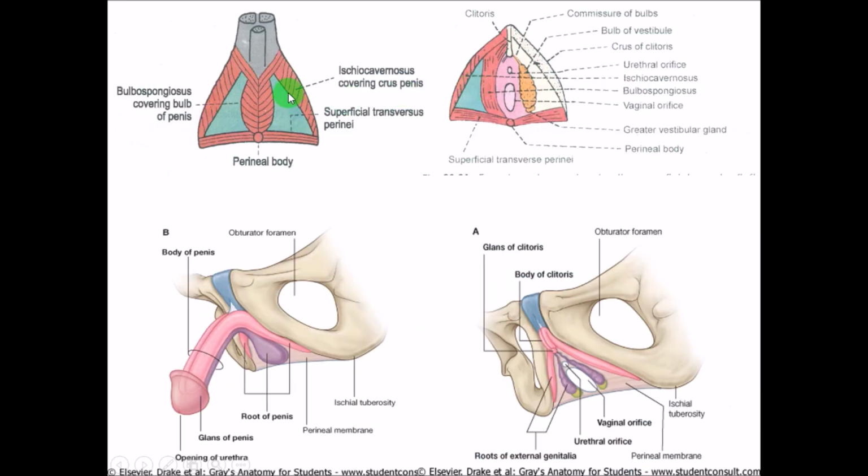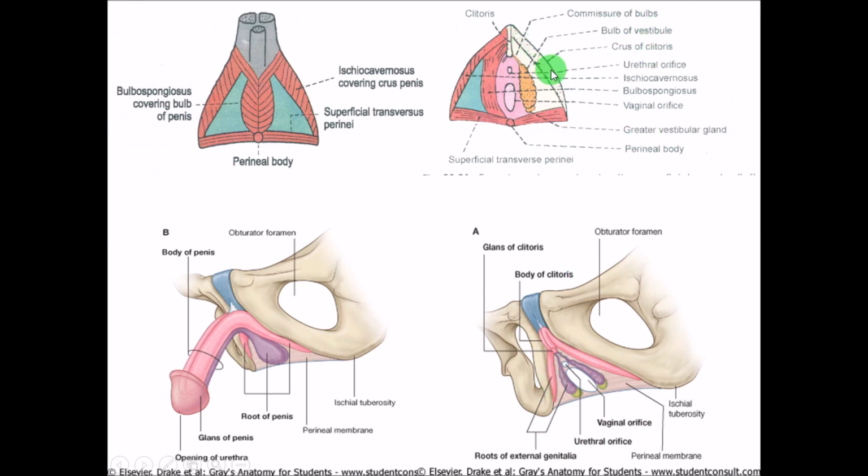This is in the case of the male, but in the case of the female, you can see here the ischiocavernosus muscle is there, but it is covering not the crus of the penis, it is the crus of the clitoris. This is the crus of the clitoris on either side, the root of the external genitalia. This is the male and this is the female. So this is the crus of the clitoris.